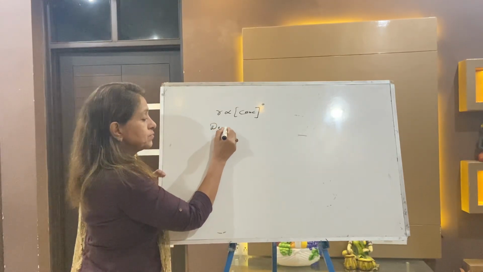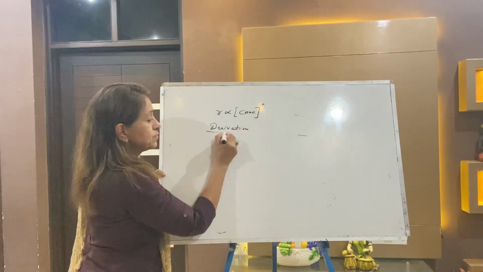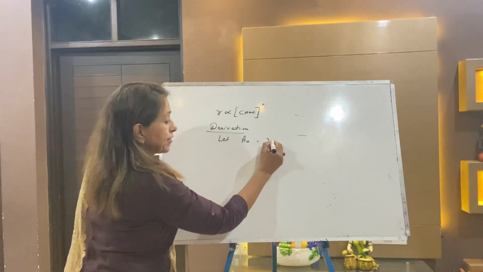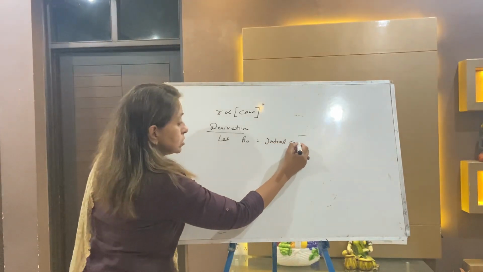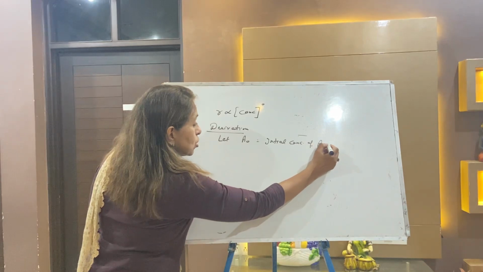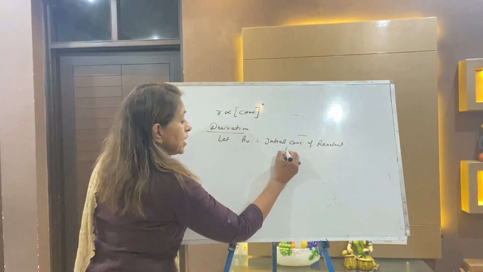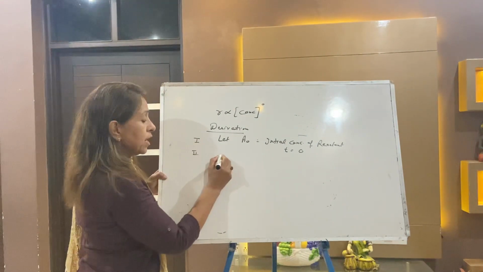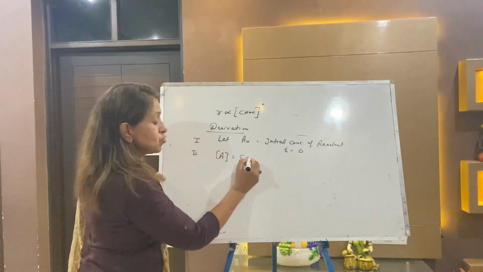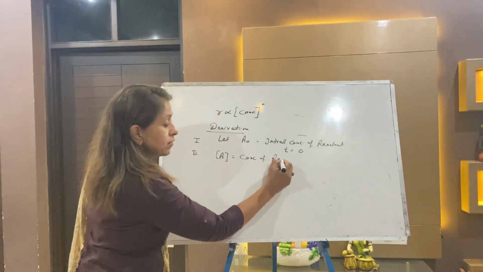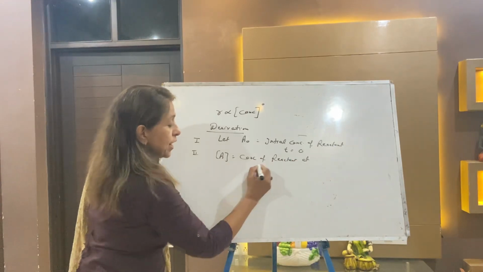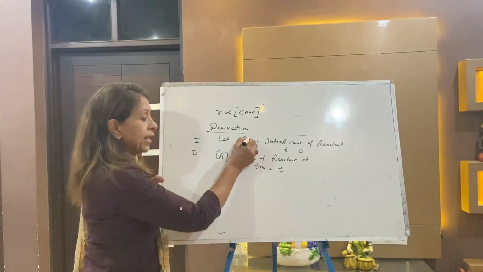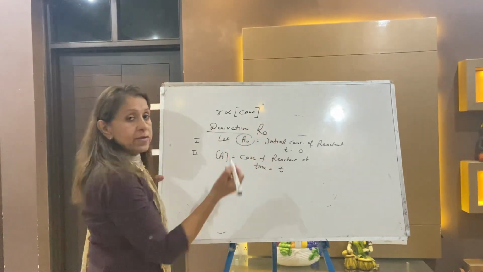Derivation is: let A naught be the initial concentration of reactant when time is 0. Now what is A? A is the concentration of a reactant at time t, at any time. So you may call it A naught or R naught, one and the same thing.